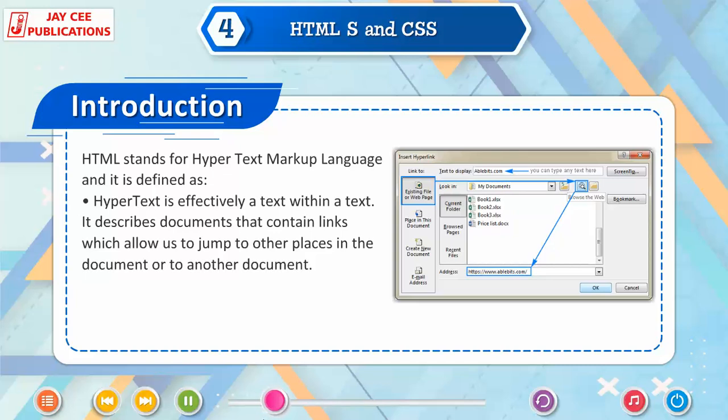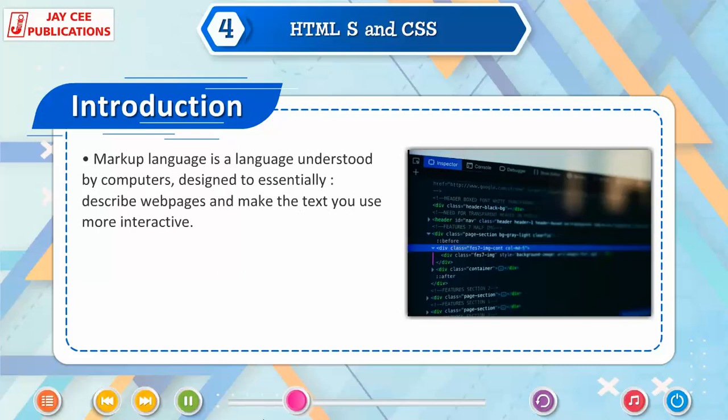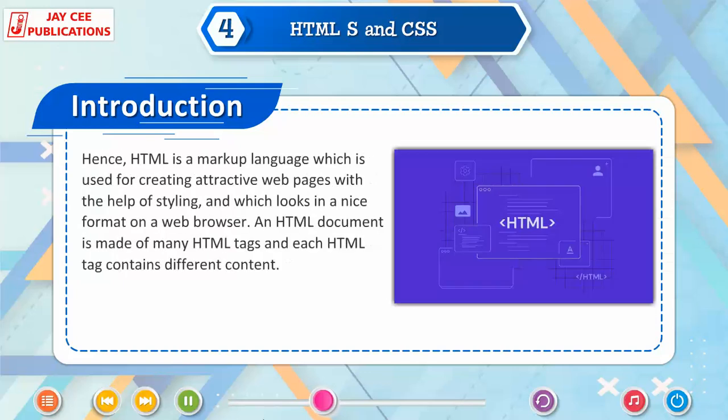It describes documents that contain links which allow us to jump to other places in the document or to another document. Markup language is a language understood by computers, designed to essentially describe web pages and make the text you use more interactive. Hence, HTML is a markup language which is used for creating attractive web pages with the help of styling, and which looks in a nice format on a web browser.